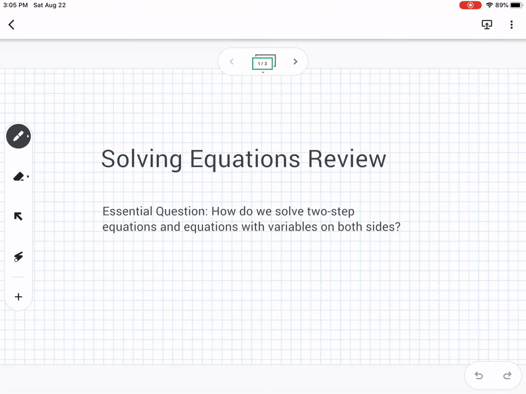So this is a quick review of solving equations. I'm going to go over two-step equations and equations with variables on both sides. This is stuff you did last year, so it's just a chance to review and give you a couple examples before you start the assignments.